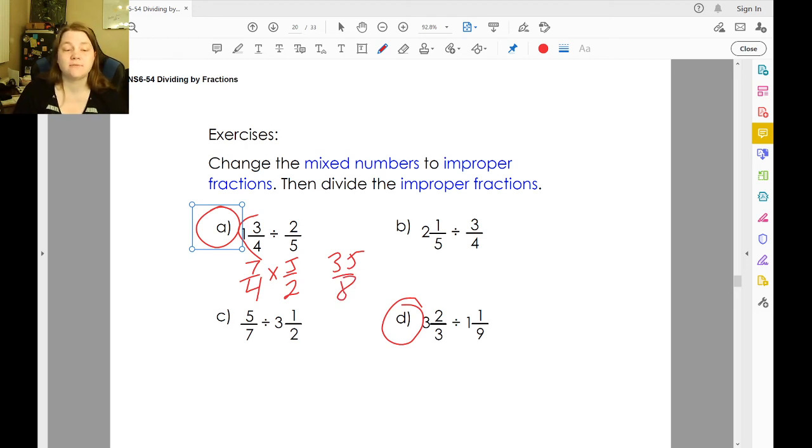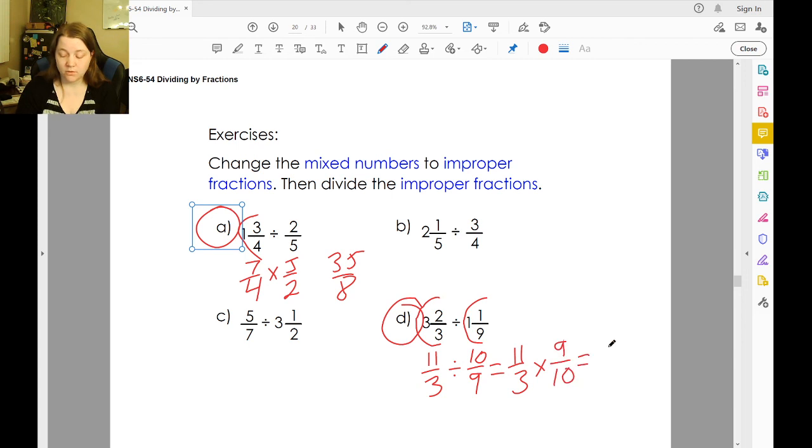For letter D, we have two mixed numbers. So let's change those. 3 times 3 is 9, plus 2 is going to be 11/3. I'm going to keep this as division because I have to change something else, and that's a lot to change all at once. 9 times 1 is 9, plus 1 is 10. That's 10/9. So when I go to solve this, it's going to be 11/3 times 9/10. Or 99 over 30.